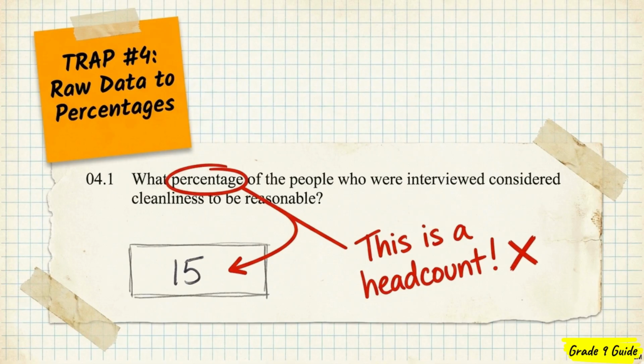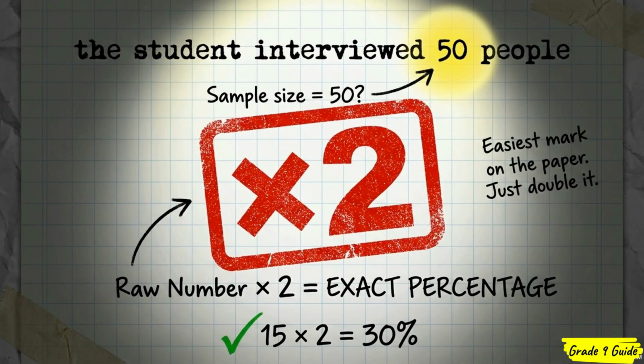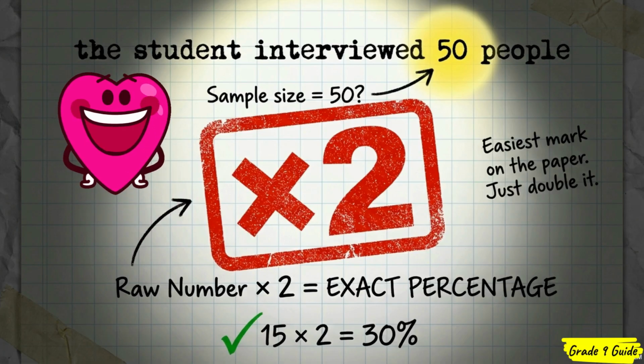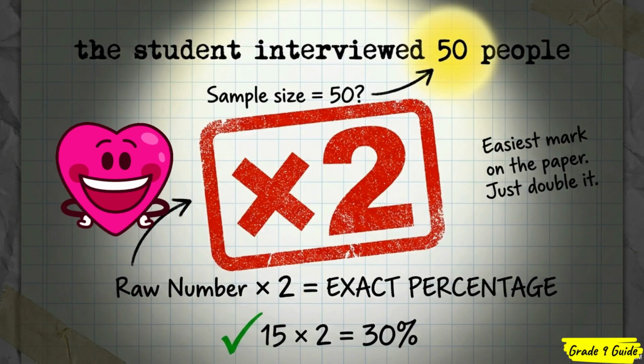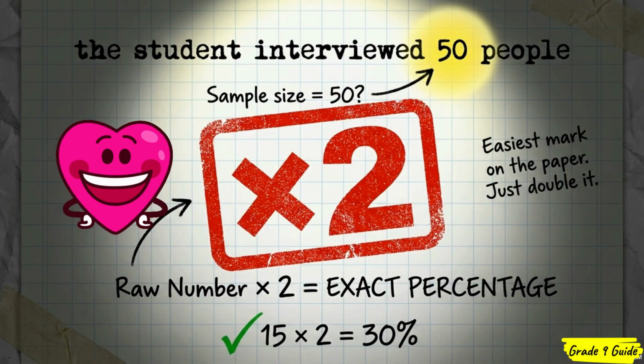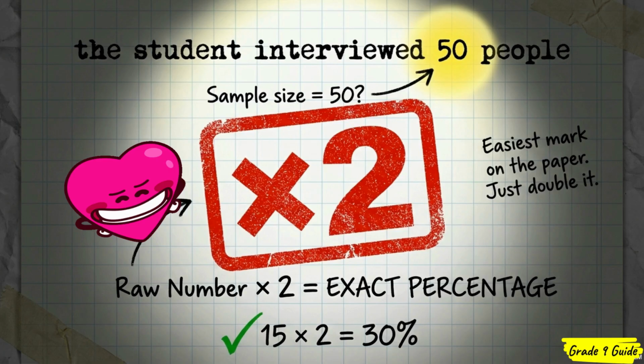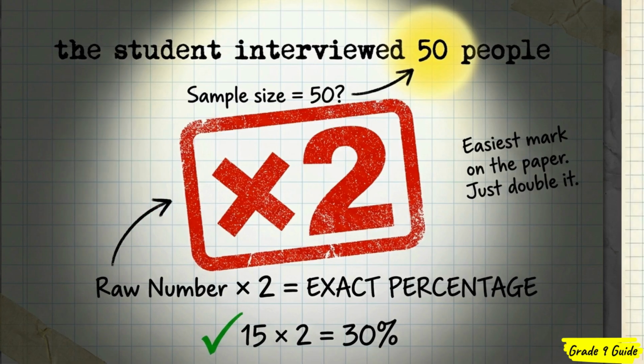In Paper 3, students are handed survey results and asked to calculate a percentage. The trap? They copy the raw number straight into the answer box. The question asked for a percentage. They gave a head count. Always check the sample size. If 50 people were interviewed, you're working out of 100, so your percentage is literally just the raw number times 2. The examiner report pointed this out word for word. It's the easiest mark on the paper if you know the trick.